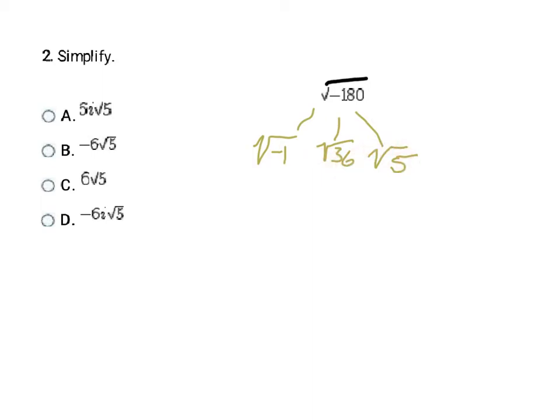And so now the square root of -1 is the same as i. So I'm going to write i instead of the square root of -1.